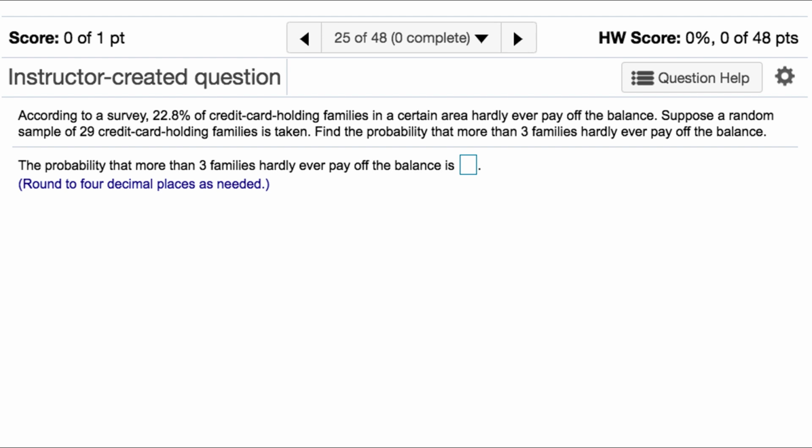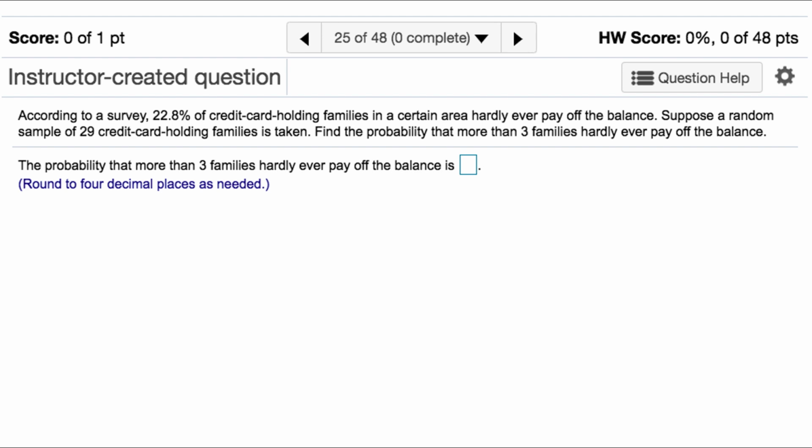In this question, according to a survey, 22.8% of credit card holding families in a certain area hardly ever pay off the balance. Suppose a random sample of 29 credit card holding families is taken. Find the probability that more than 3 families hardly ever pay off the balance. So this is not something we need a measurement tool for. We can just count the number of families.